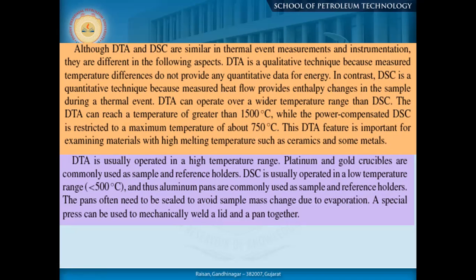DTA can operate over a wider temperature range than DSC. The DTA can reach a temperature of greater than 1500 degrees centigrade, while the power compensated DSC, and we will discuss the two types of DSC, is restricted to a maximum temperature of about 750 degrees. This DTA feature is important for examining materials with high melting temperatures such as ceramics and some metals. So DTA is usually operated in the high temperature range. Platinum and gold crucibles are commonly used.